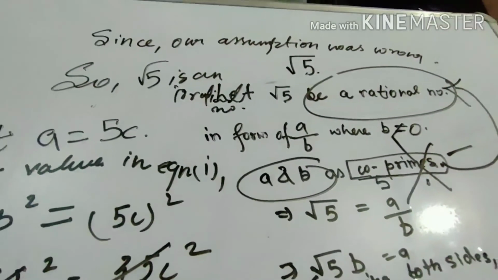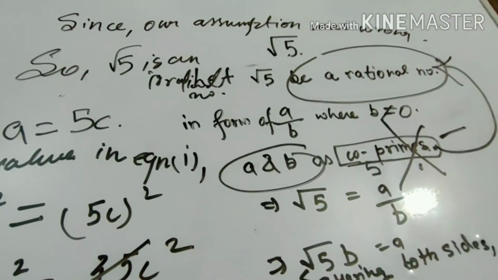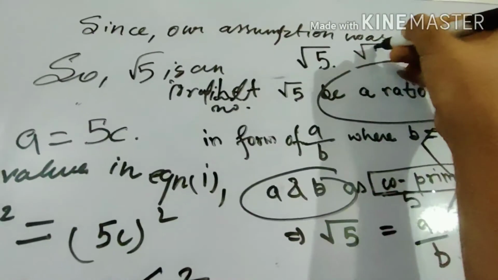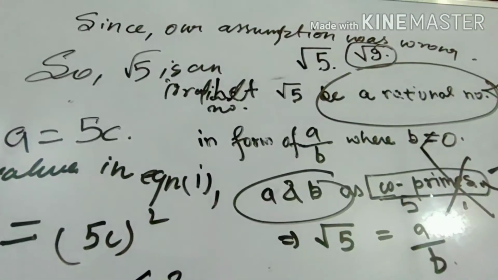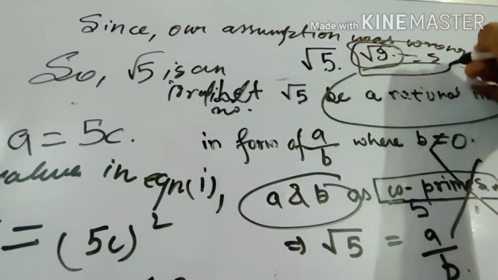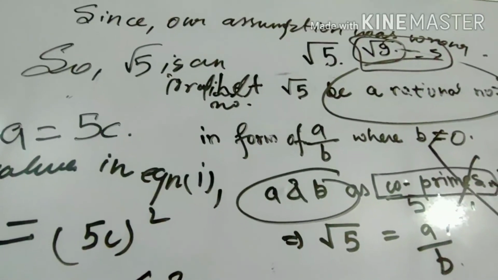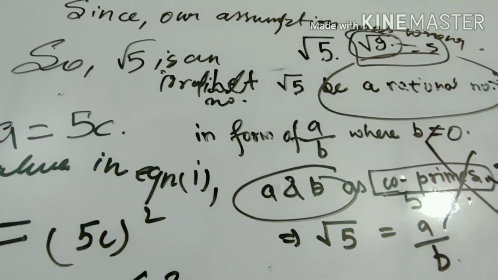Similarly, we can prove any irrational number, but sometimes examiners confuse us, like they ask to prove root 9 irrational. How can root 9 be irrational? We know root 9 equals 3, so it is not irrational. We have to see whether the given number is a perfect square or a non-terminating non-repeating decimal.